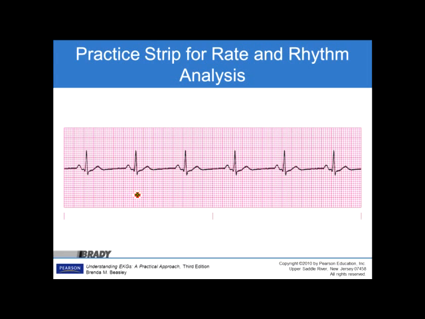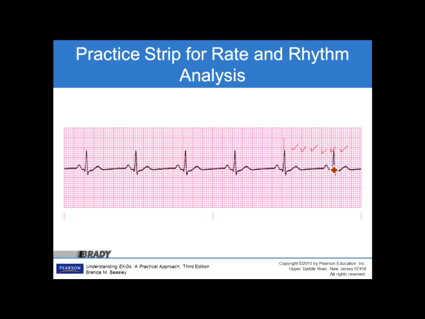So, a practice strip for rate and rhythm analysis. Let's do two methods on this. First, this one is right off one of the big lines: 300, 150, 100, 75, 60, 50 beats per minute. So greater than 50, less than 60, or right at about 60 beats per minute.